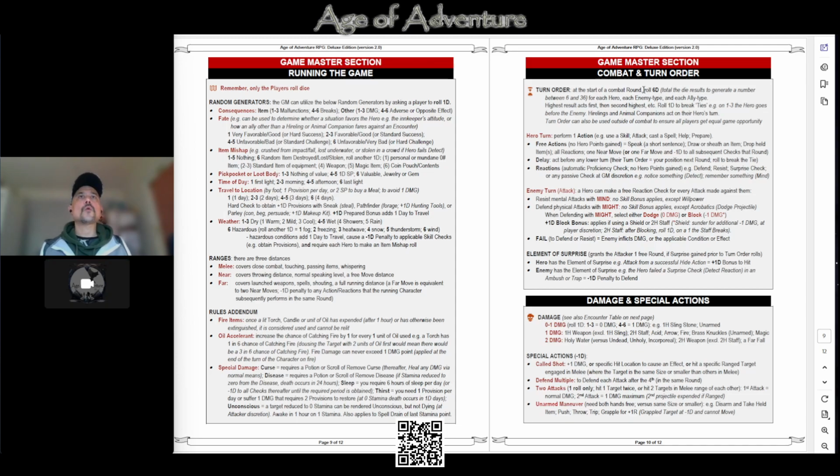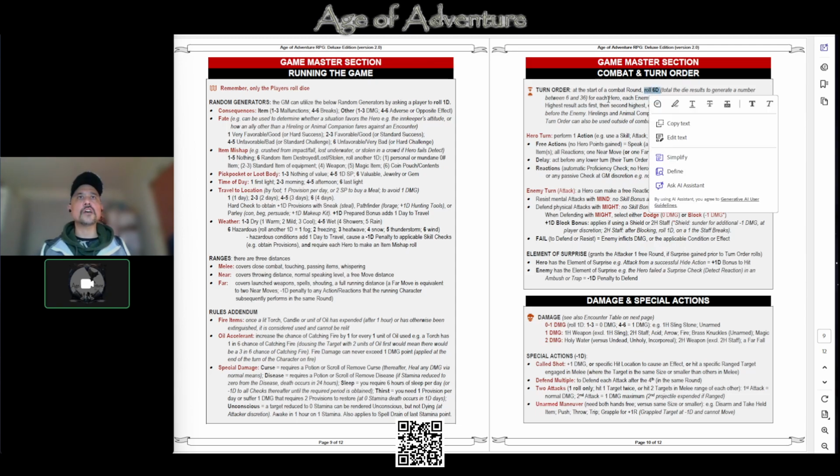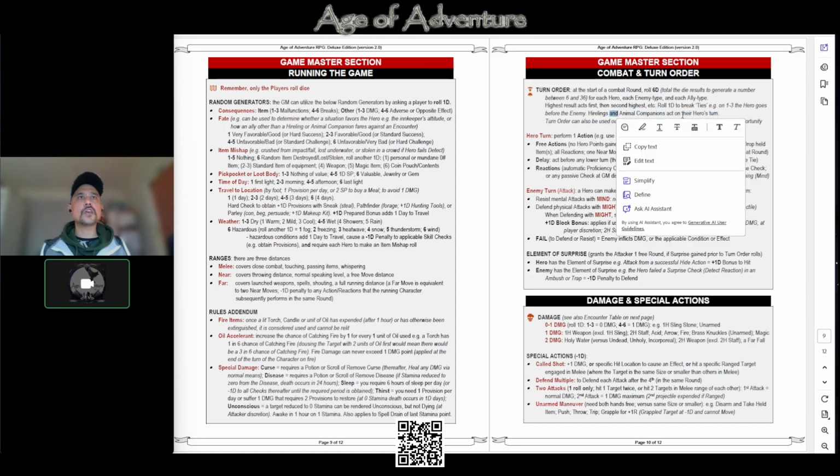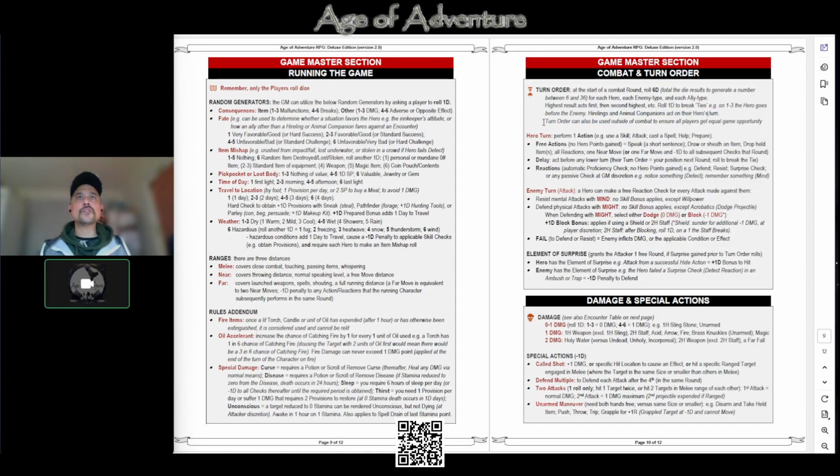Turn order. We use, which is other words for initiative essentially, but turn order. At the start of combat, you can roll 6 dice high to low. Hirelings and animal companions act on their hero's turn. And I've also got a little note here that turn order can also be used outside of combat to ensure all players get equal game opportunities. So I often use turn order, especially online, just so that everyone's getting a good turn or the same amount of opportunity. Whether they decide to do anything or not, it's up to them.